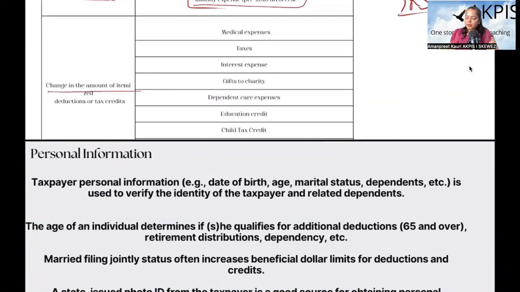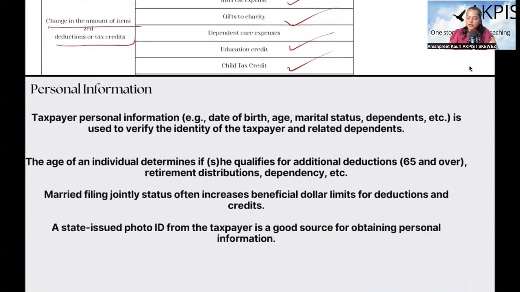Then change in the amount of itemized deductions or tax credits, for example, what kind of medical expenses you have for eligible deduction, taxes, interest expense, charity, educational credit, child tax credit, because these credits lower your taxable income, right? So that's why we need all these details, and that's why they are referred to as preliminary work related to the previous year returns or other kinds of changes.